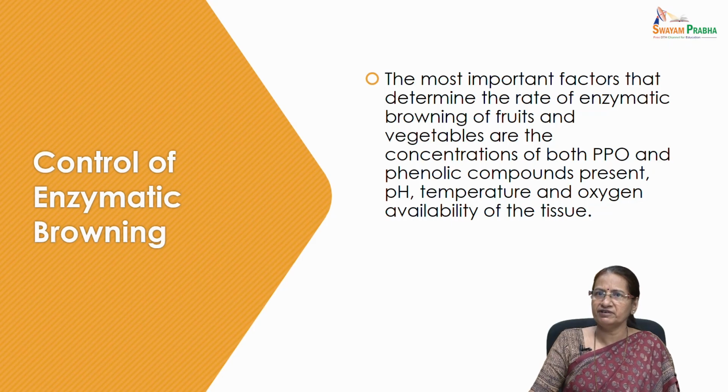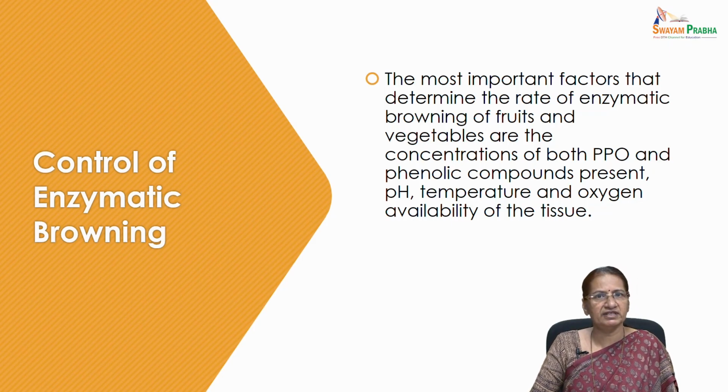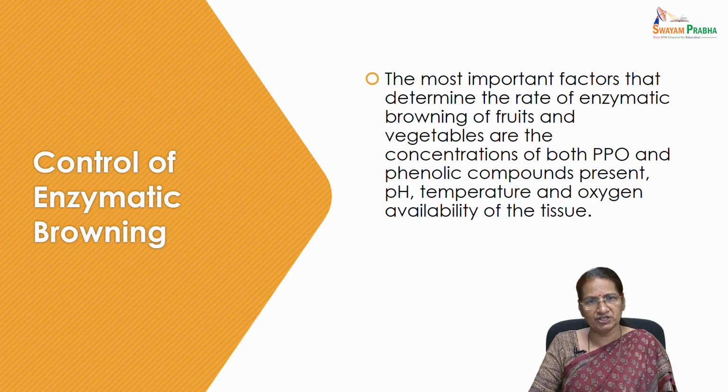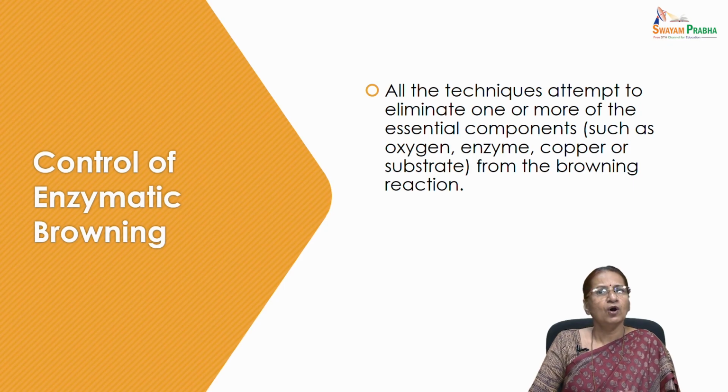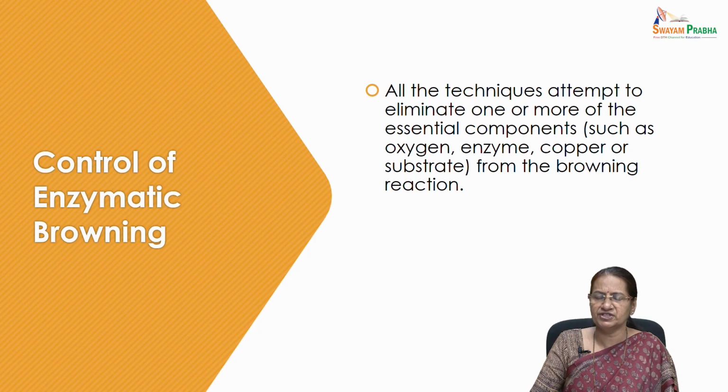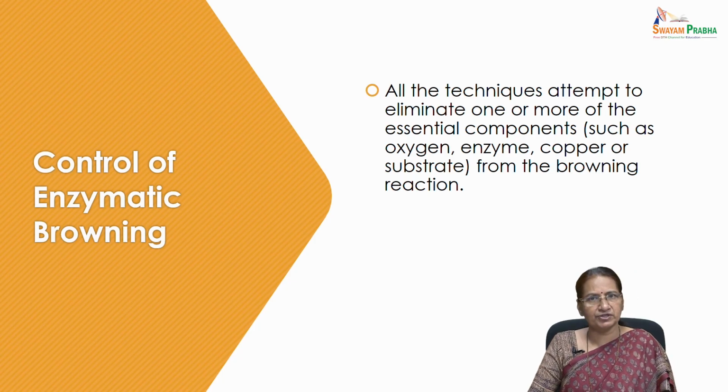The most important factors that determine the rate of enzymatic browning of fruits and vegetables are the concentrations of both PPO and phenolic compounds present, pH, temperature, and oxygen availability of the tissues. All the techniques attempt to eliminate one or more of the essential components such as oxygen, enzyme, copper, or substrate from the browning reaction.